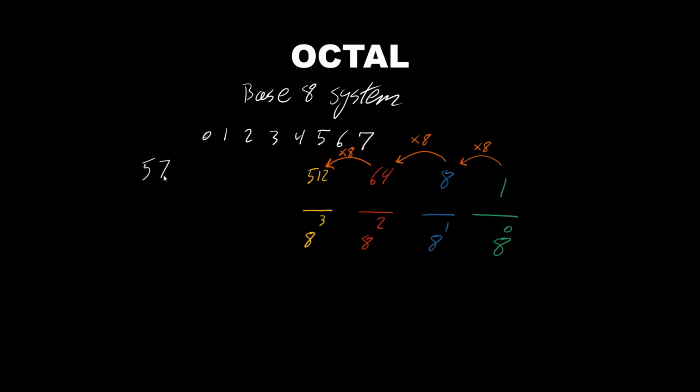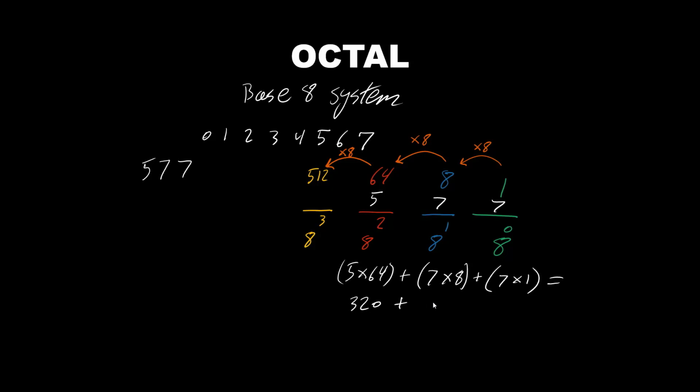Now let's take a look at the octal number 577, which is equivalent to 383 in the decimal number system. Let's see how. We can apply the same formula of place values as we did earlier for decimal and binary. This means we have 5 times 64 plus 7 times 8 plus 7 times 1, which is 320 plus 56 plus 7. That gives us 383 in the decimal number system.